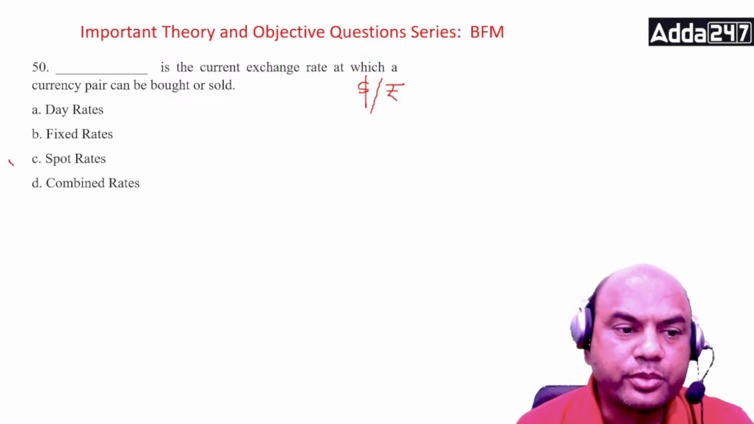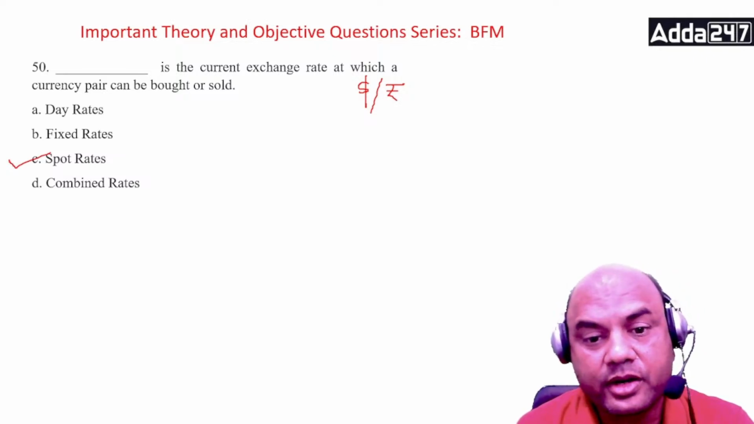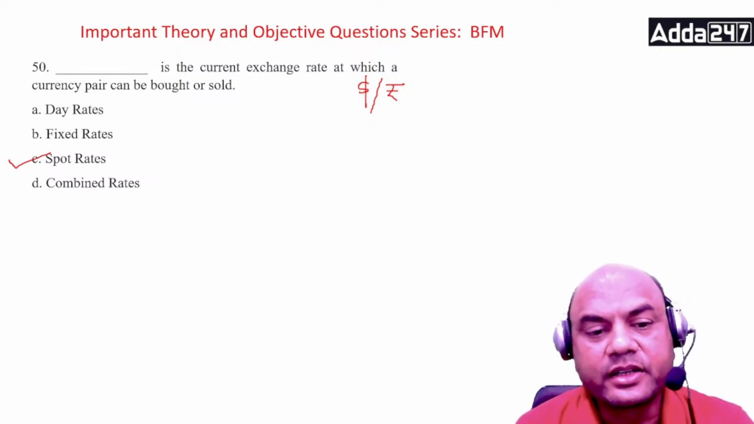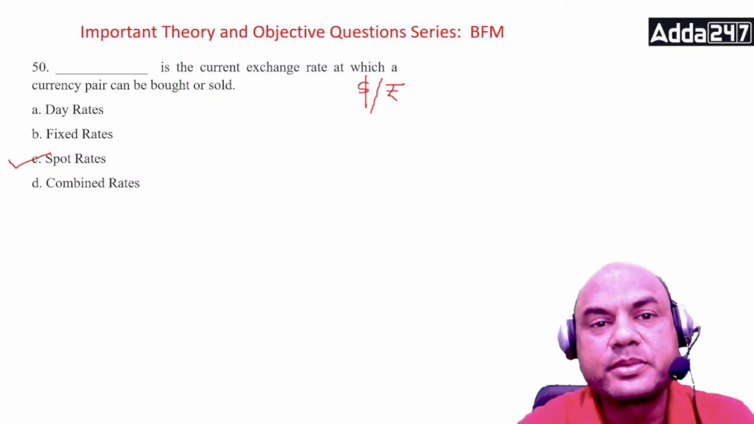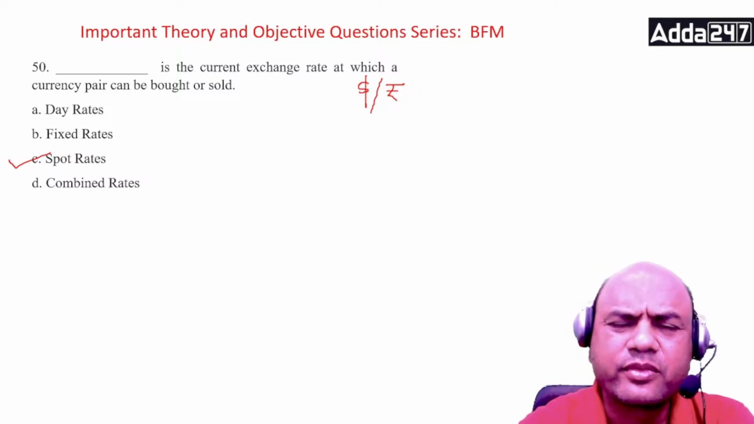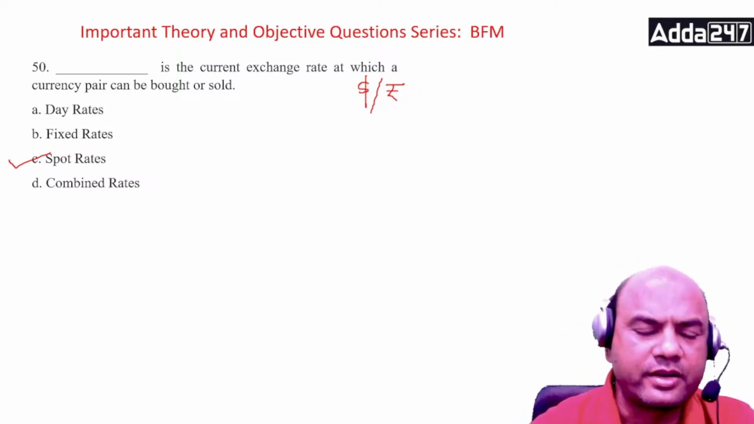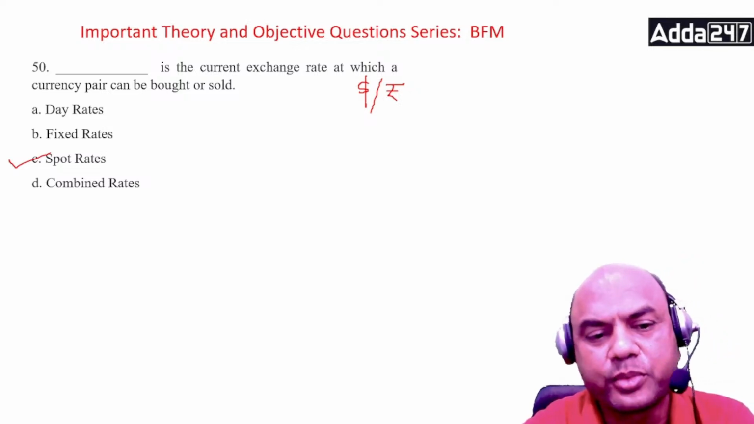Okay, the answer is spot rates. These are called spot rates. See here, the forex spot rate is a current exchange rate at which the currency pair can be bought and sold. Means I'm having dollars, you are having rupees, so we'll decide on the rate. It's a normal business. That's called a spot rate.